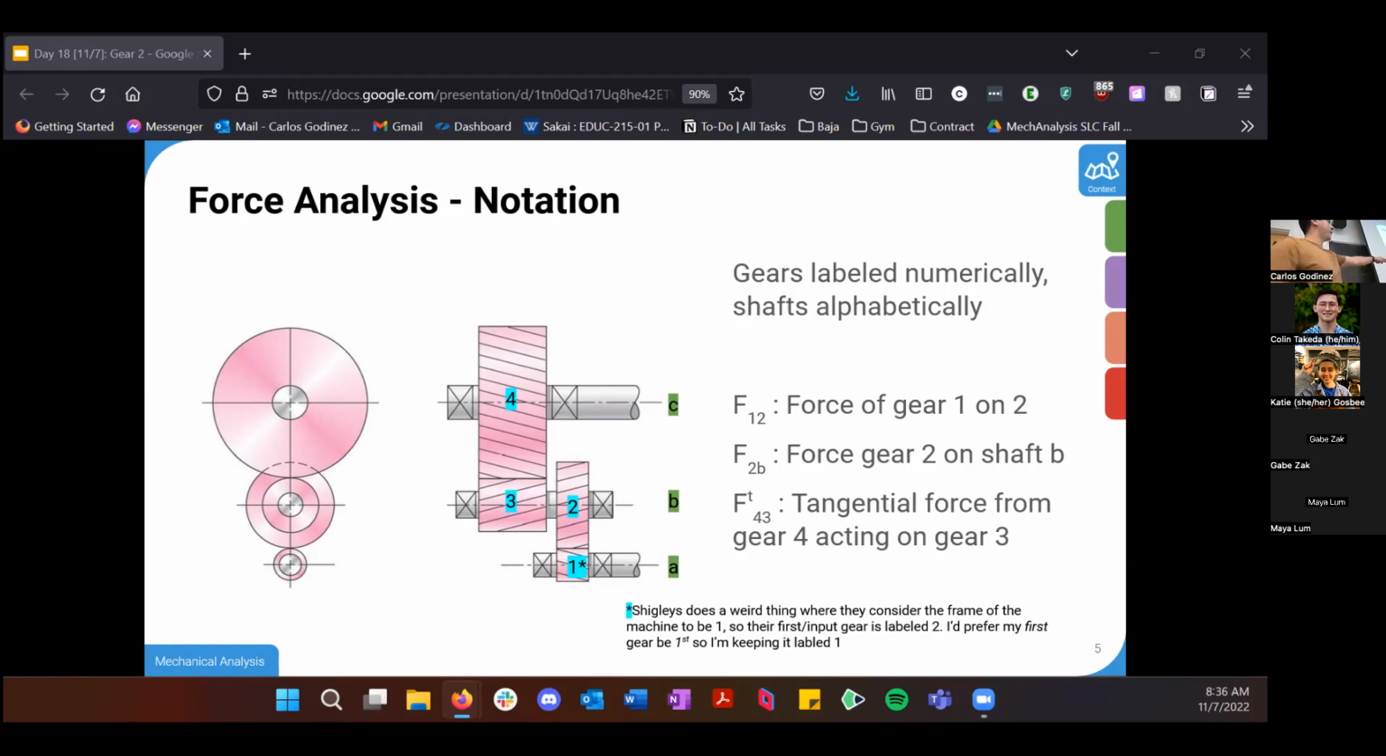As a quick side note, Shigley's does a really weird thing where they consider the frame of the machine or the gear train to be the first entity. So if you have a gearbox, the entire frame of the gearbox is labeled 1. That means their first gear or input gear is often labeled gear 2. I think that's weird, and I prefer my first gear be first, so I just stick to this notation, but if you see anything weird, that's why. That's not super important, and there won't be questions on your homework around that, but just something to keep in mind.